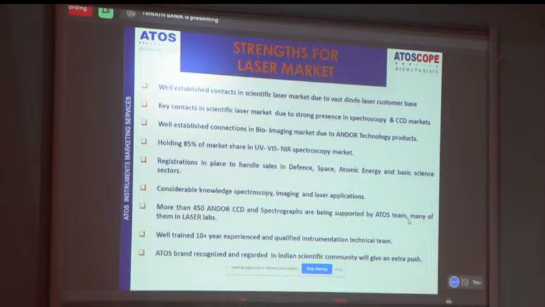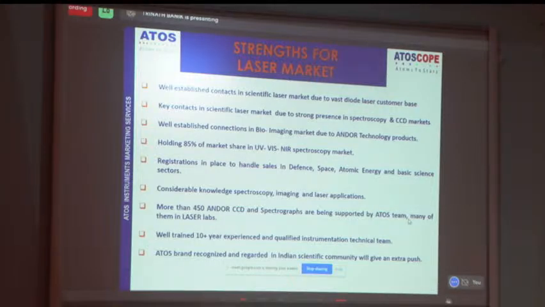Just wanted to tell you why we have this laser portfolio and why we stand apart from other companies. We have around 450 systems from Oxford Instruments in India, and we have been supporting all the systems with our engineers from different places. And as you know, spectroscopy and lasers are interconnected subjects. So people are using our systems and always go with the laser system later on. So we have the strength going ahead, and also we have a well established connection in the bioimaging market, again due to the Oxford Instruments product.